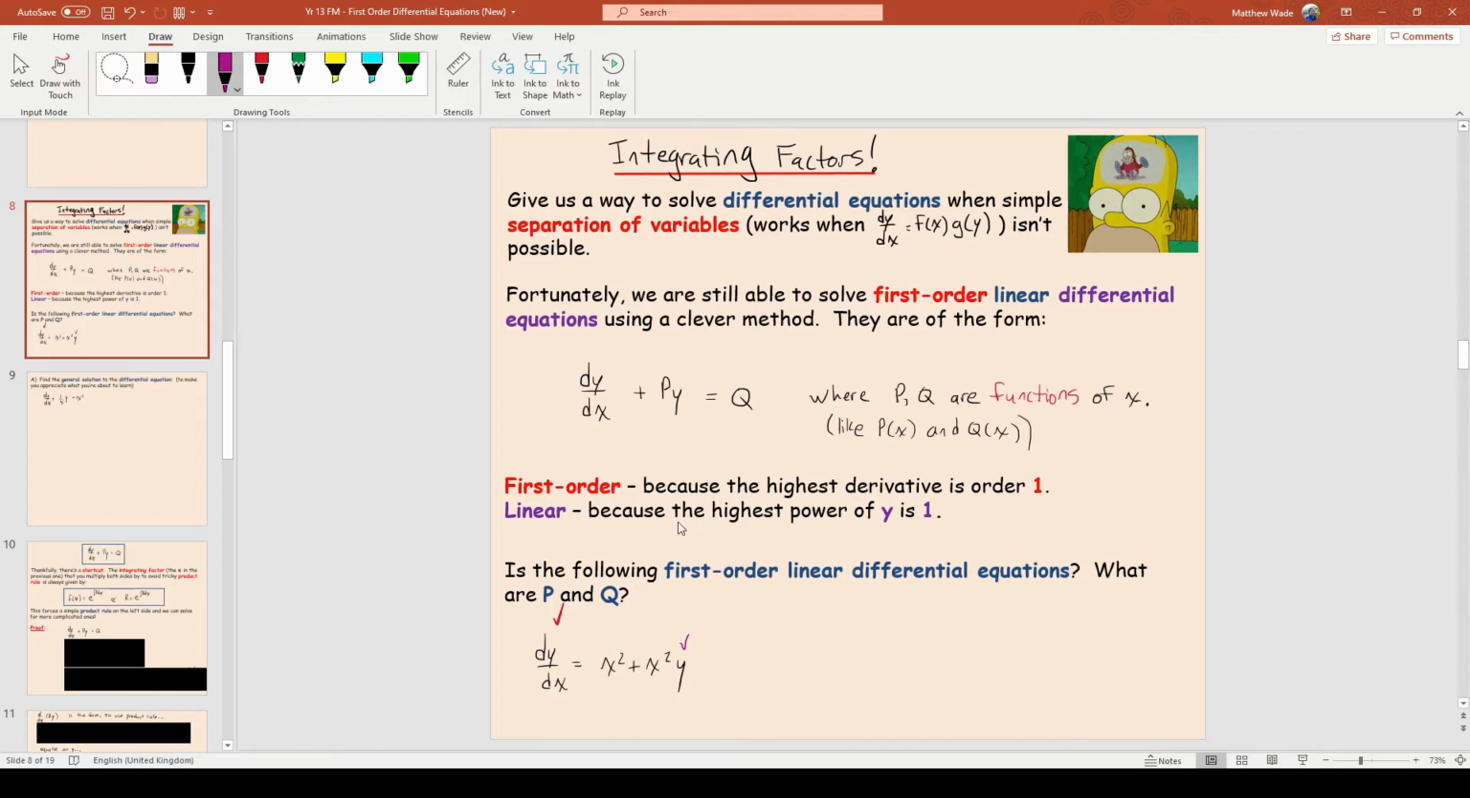Now, the follow-up question: what are p and q? Well, this isn't too bad anymore. To get p and q, here's what you've got to do.